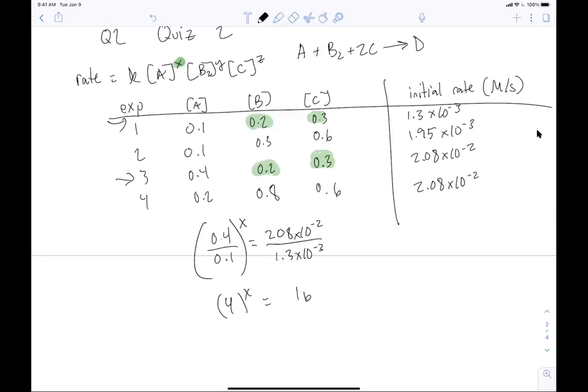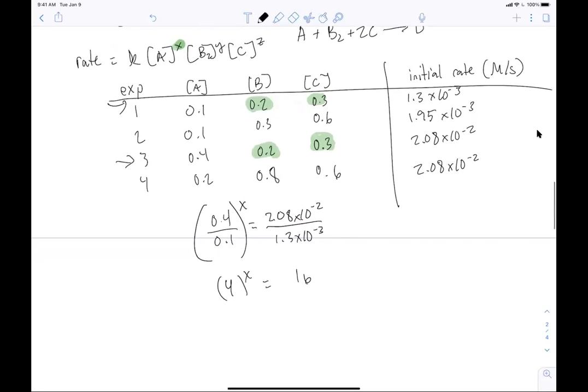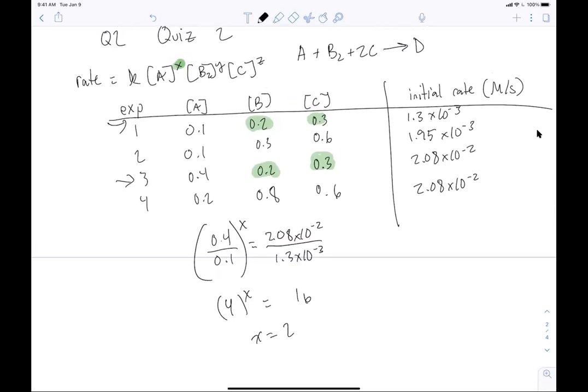So I end up with 4 to the x equals 16. You could use logarithms to solve this, but I think it's pretty obvious that x must equal 2. So x now we know is 2. So we know that it's second order in A. And then we just go through this process again for B and C.